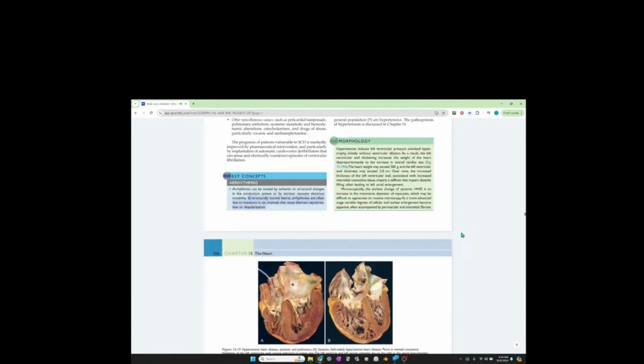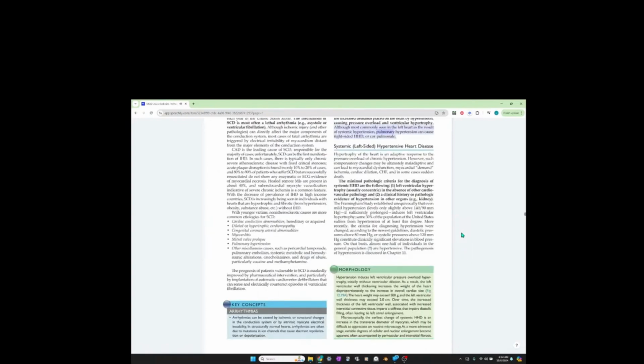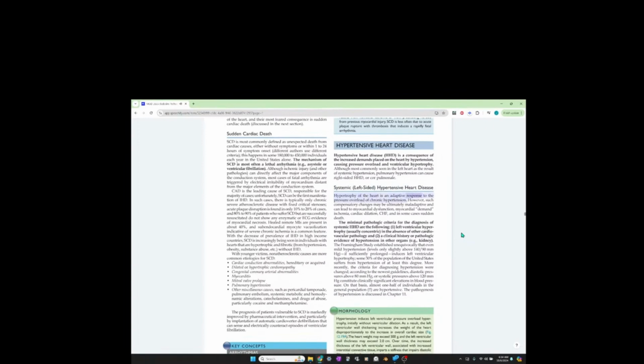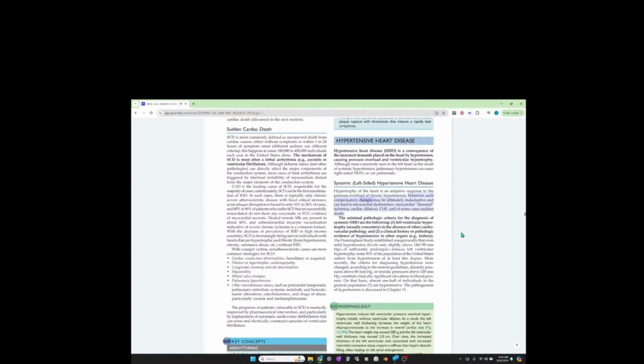Although most commonly seen in the left heart as a result of systemic hypertension, pulmonary hypertension can cause right-sided HHD or cor pulmonale. Systemic hypertensive heart disease. Hypertrophy of the heart is an adaptive response to the pressure overload of chronic hypertension. However, such compensatory changes may be ultimately maladaptive and can lead to myocardial dysfunction, myocardial demand ischemia, cardiac dilation, CHF, and in some cases sudden death.